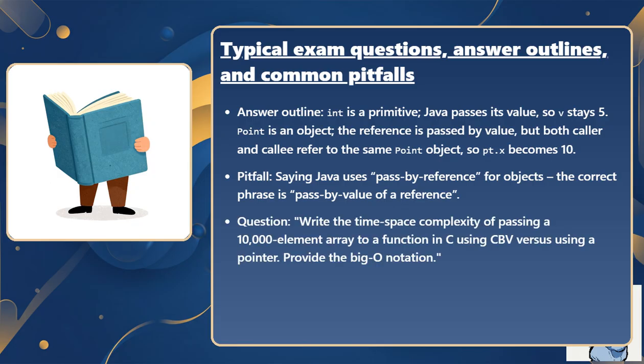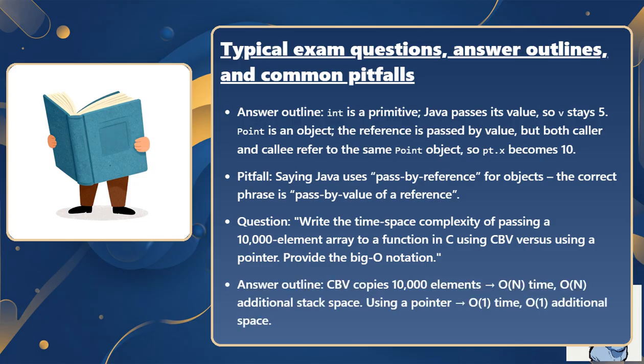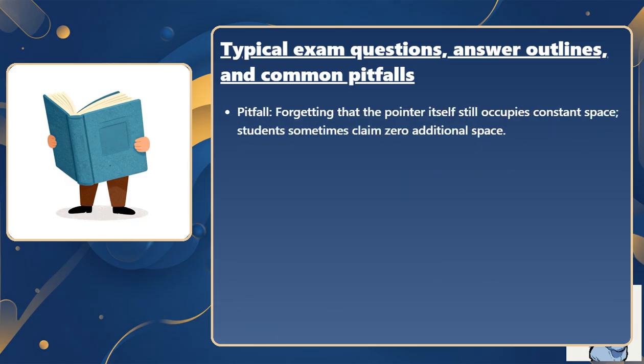Write the time and space complexity of passing a 10,000 element array to a function in C using call by value versus using a pointer. Provide the big O notation. Call by value copies 10,000 elements, which is O(n) time and O(n) additional stack space. Using a pointer is constant time, O(1), and constant additional space. The pitfall: forgetting that the pointer itself still occupies constant space, students sometimes claim zero additional space.